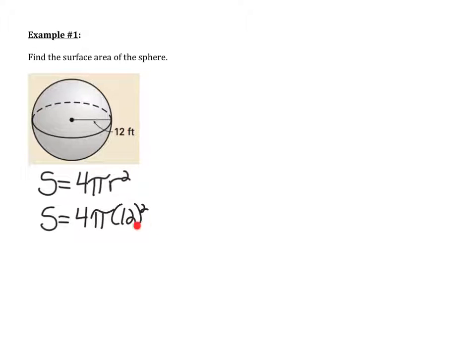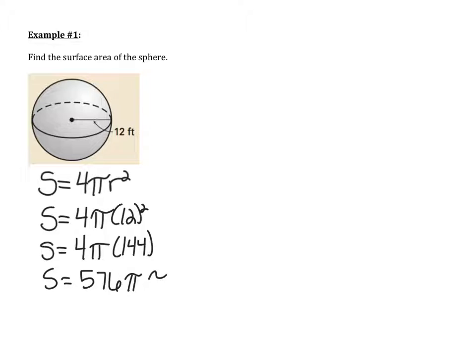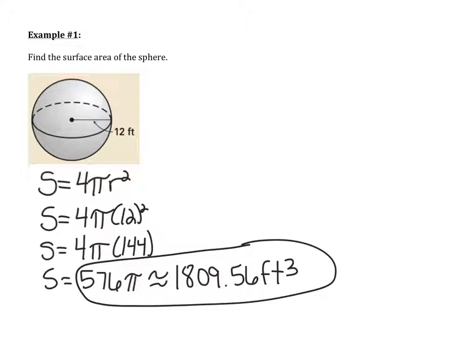Follow the order of operations. So we're going to square the 12 first. So 12 squared is 144. They didn't tell us to leave it in terms of pi or to round it, so let's just do both of them. So 144 times 4 is 576. So our exact answer is 576 pi. Our approximate answer would be just to take the 576 times pi and get approximately 1,809.56. And since it was feet, we're going to say cubic feet for our final answer label.